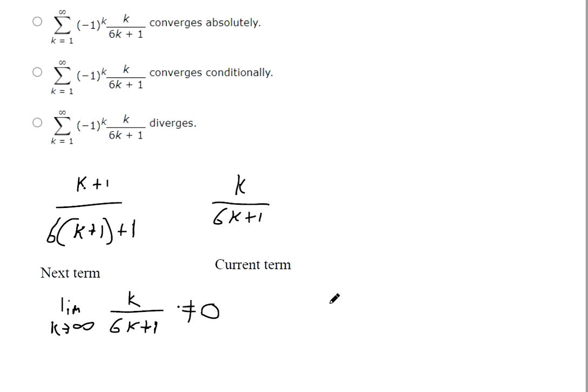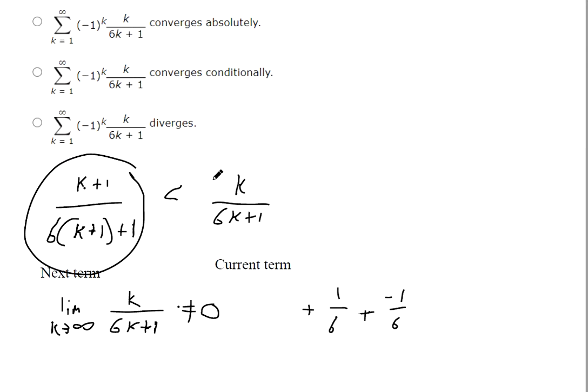So what eventually you're going to see as k goes to infinity is that you're going to be adding 1/6 to the sum of your series, and then adding a negative 1/6 or something infinitely close to these. And it's just going to keep alternating back and forth by adding non-zero values. Okay, so the alternating series test says that this needs to hold true, and it actually does. This fraction is less than this fraction. You could prove it.